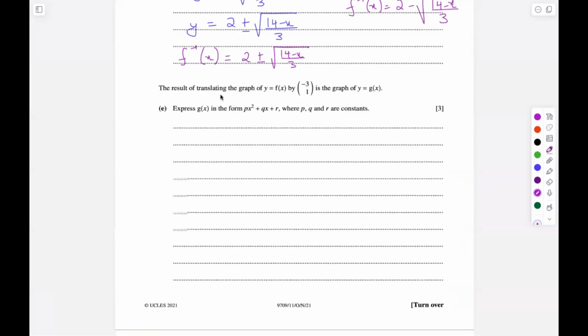In part E, the result of translating the graph y equals f of x by minus 3 and 1 is the graph of y equals g of x. We have to express g of x in the form px squared plus qx plus r.